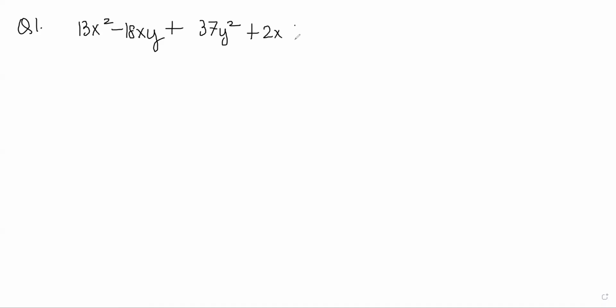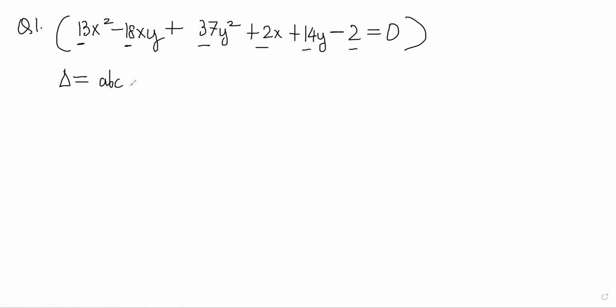Plus 2x plus 14y minus 2 equals 0. And we have to find out which kind of conic this is, right? So obviously, we know the values of all the coefficients here. So first thing to calculate is del. Del is equal to ABC plus 2FGH minus AF square minus BG square minus CH square, right?